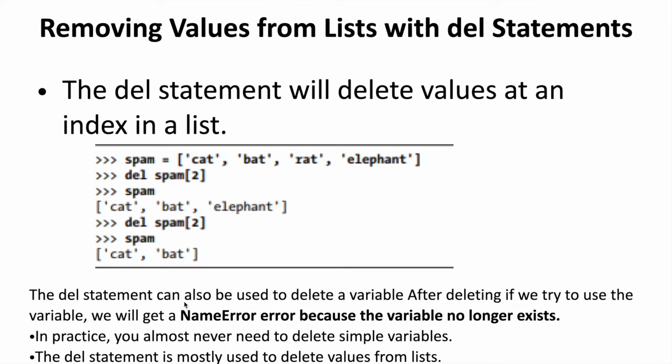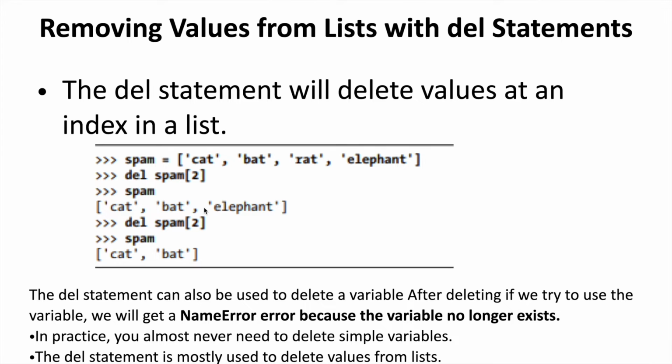Now the delete statement can also be used to delete a variable. After deleting it, if you try to use the variable, we will get a name error. For example, see, when I try to delete spam[2] again, because it's already deleted, right? It's already deleted. This is another example.